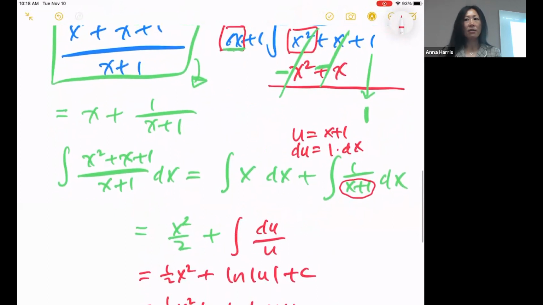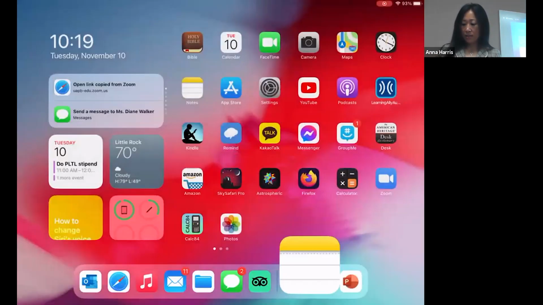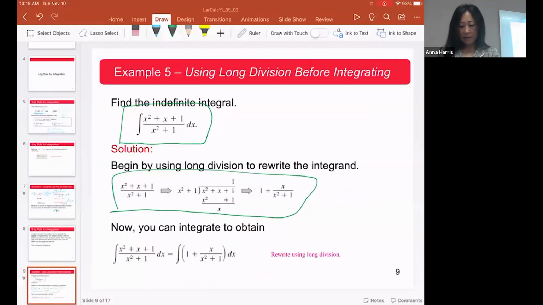Is everybody good? What about the long division? So long division of the polynomial is the same thing as long division with numbers. You apply the same concept, but now you're doing it with variables instead of just a number. All right. So that's that.